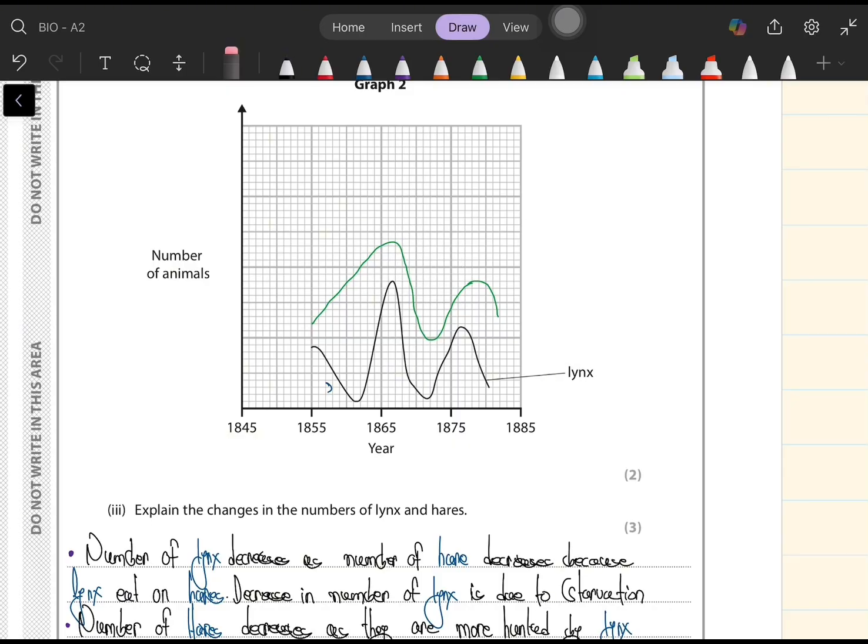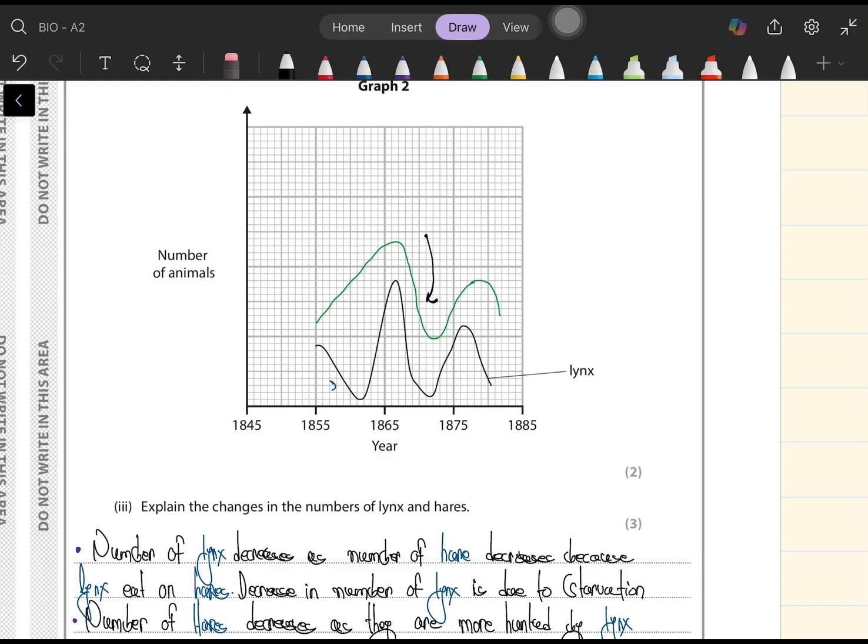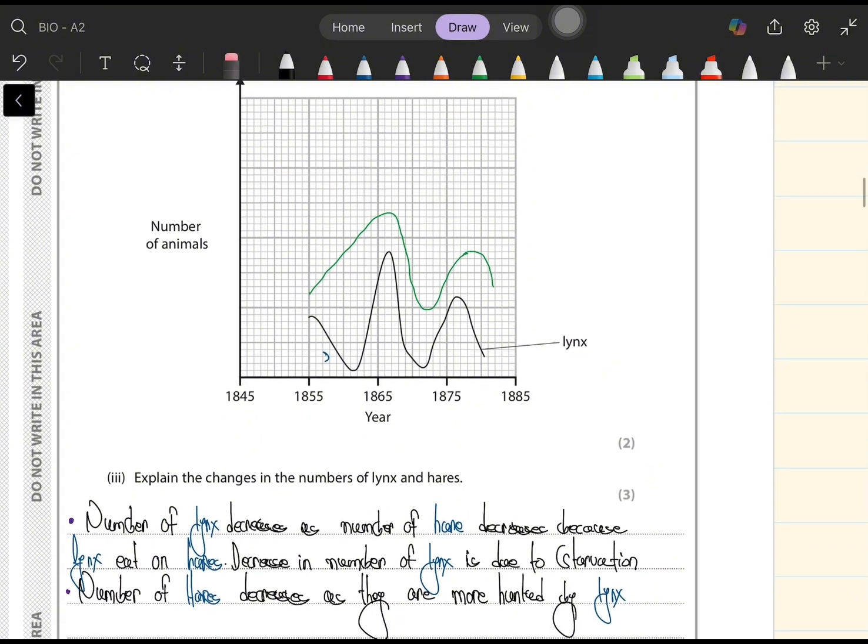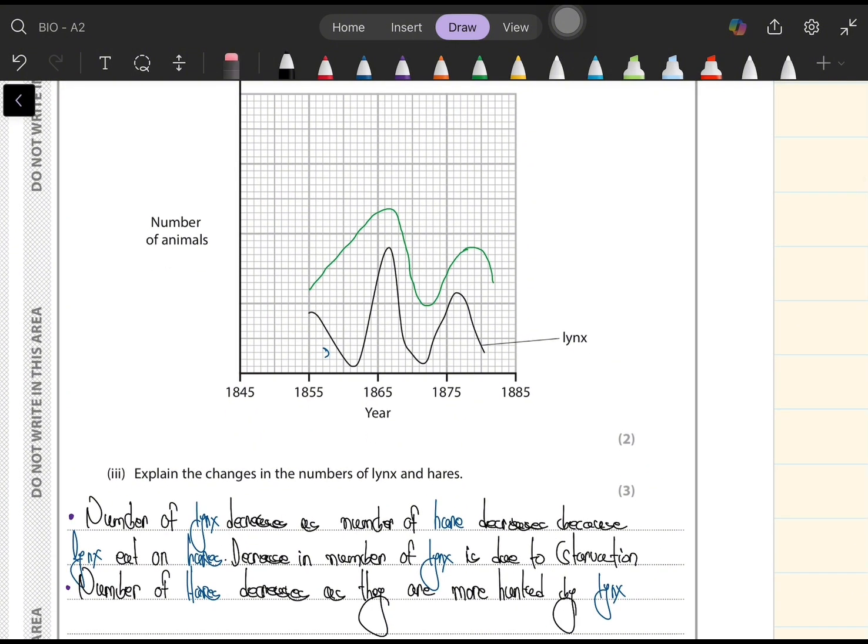So when the number of lynx decreases, the number of hares decreases as well, right? See, the number of lynx is decreasing, the number of hares is decreasing as well, because these lynx eat up these hares, right? The number of hares decreases as they are hunted by lynx. And see, the number of hares is decreasing. Why? Because they are being hunted by the lynx. Basically, this is more or less what you have to know from this.